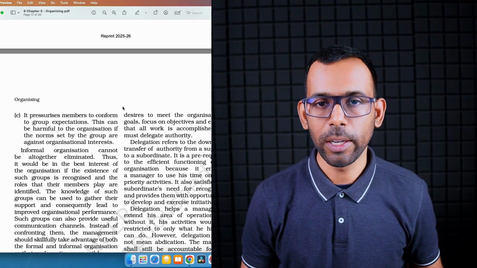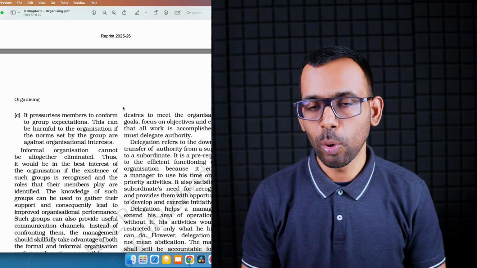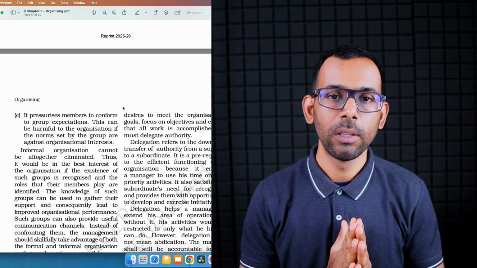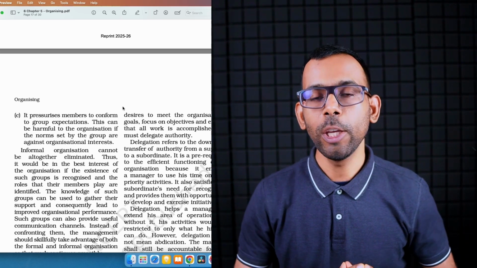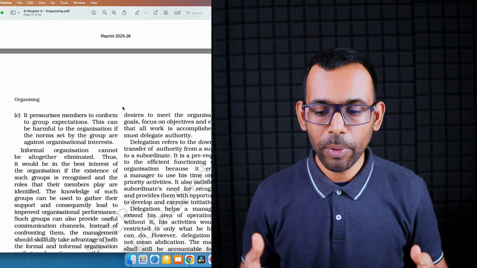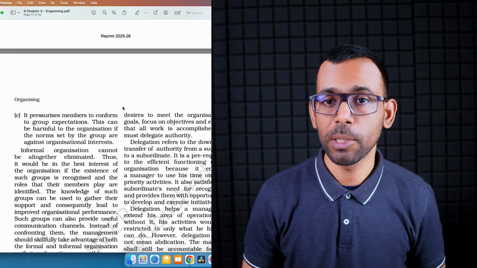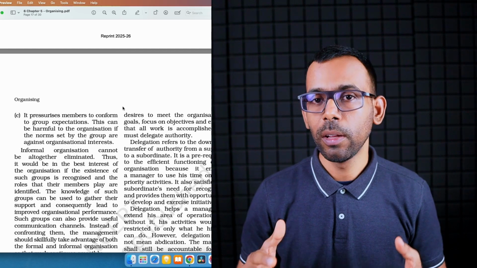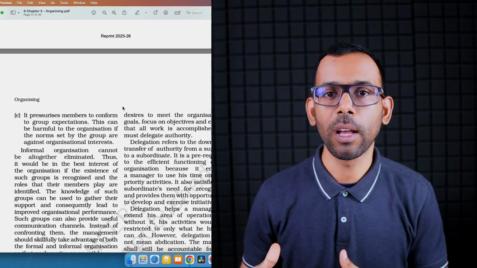It has its advantages. It also has its disadvantages. But all you have to know is you cannot completely eliminate the informal type of organization. You only have to see how to effectively keep it in control, keep it organized, and still manage to get the advantageous part of it and make sure the disadvantageous part doesn't damage the company that much.